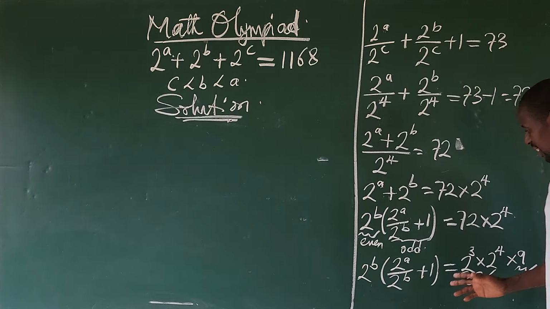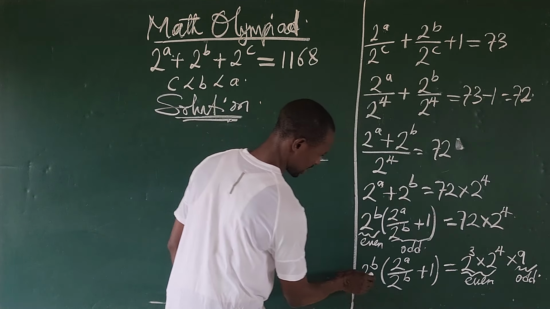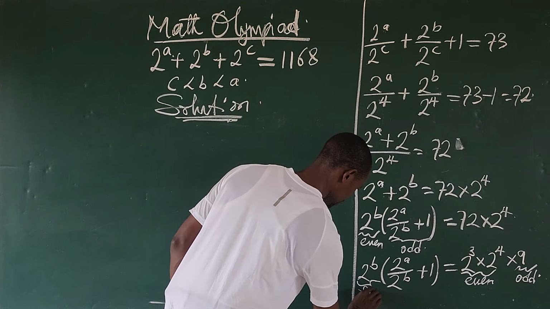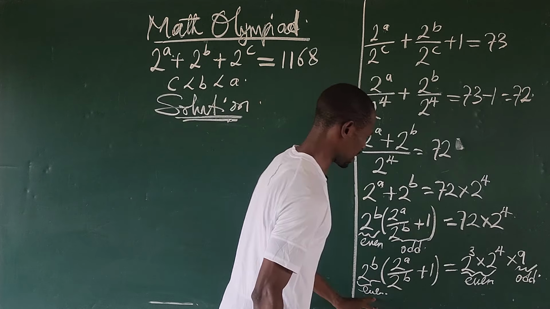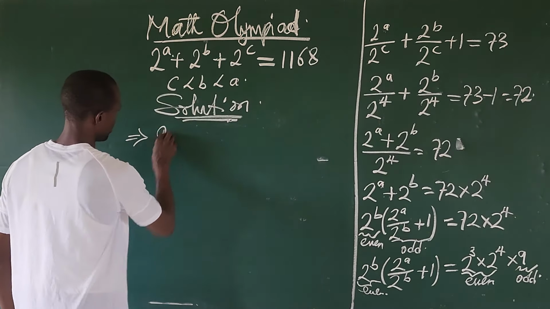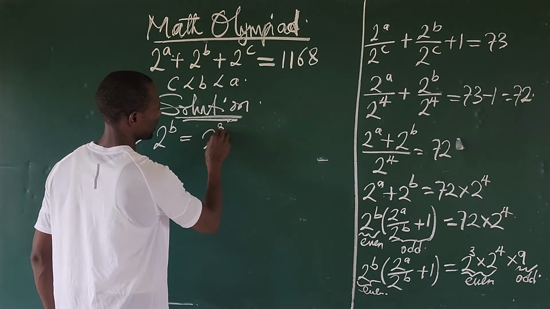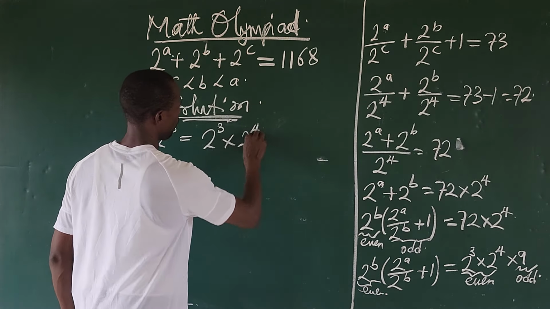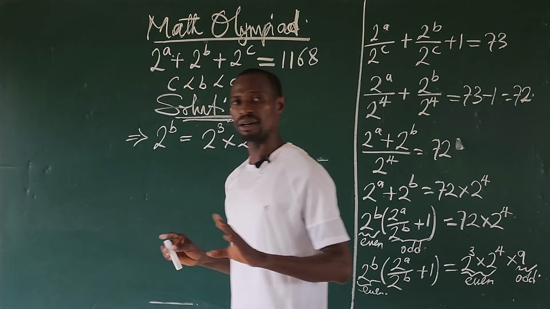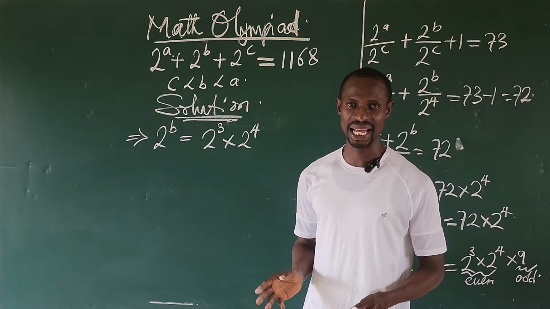All right, we're taking case 1 where we're going to equate this to this again. Like we said earlier on, we've established this to be even already. So we are taking this against this. So this now implies 2 to the power of B equal to 2 to the power of 3 times 2 to the power of 4. Easy. Now, according to the law of indices, we can add these two together because the bases are the same.